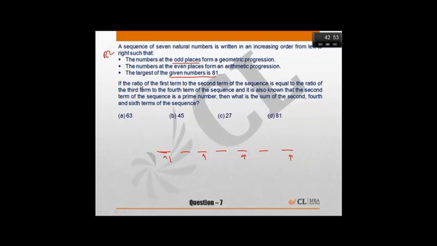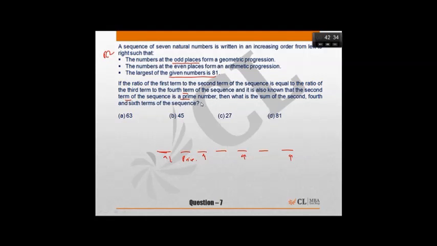The ratio of the first term and the second term of the sequence is equal to the ratio of the third term and the fourth term of the sequence. It is also known that the second term of the sequence is a prime number. Then what is the sum of the second, fourth and sixth terms of the sequence? The sum of the AP is what we need to find.